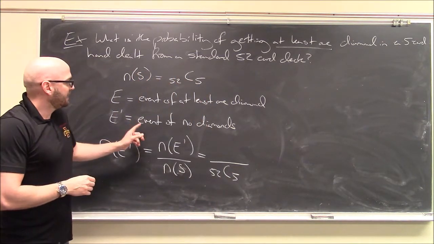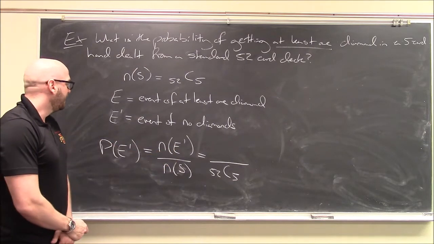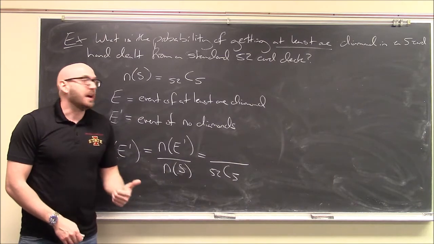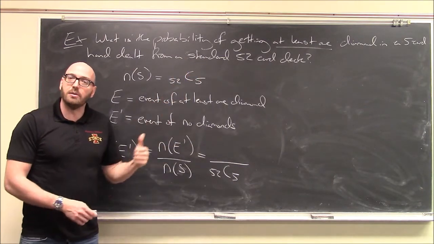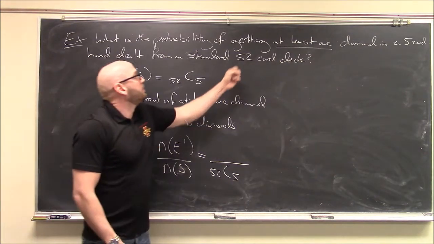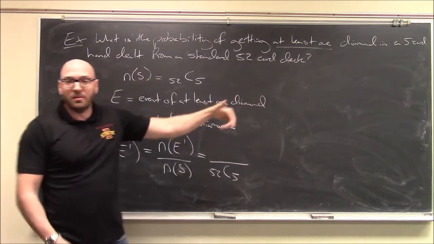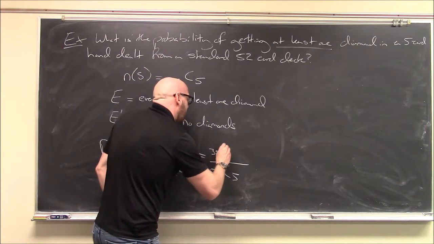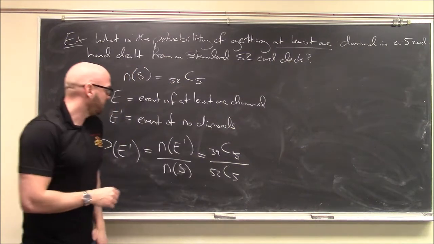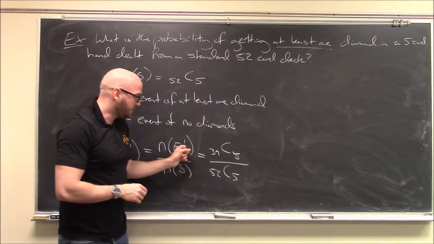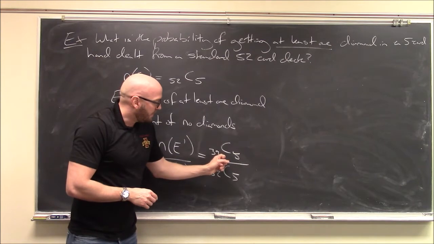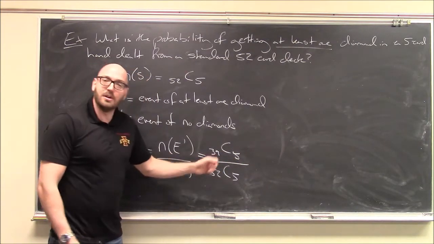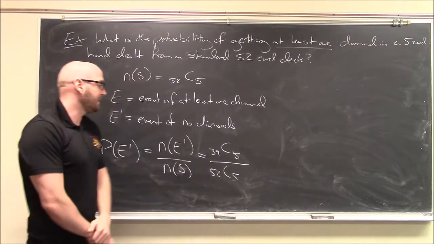What about the number of elements in E complement? How many ways can I get no diamonds at all? Well, there's 13 diamonds among the 52 cards, right? So if I want no diamonds at all, I want to draw from the remaining 52 minus 13, which is 39 cards. So the question is, how many ways can I draw 5 cards from 39? So the number of elements in E complement is 39 choose 5. Right, because there's 39 non-diamond cards, so I'm choosing 5 cards from the non-diamond cards.